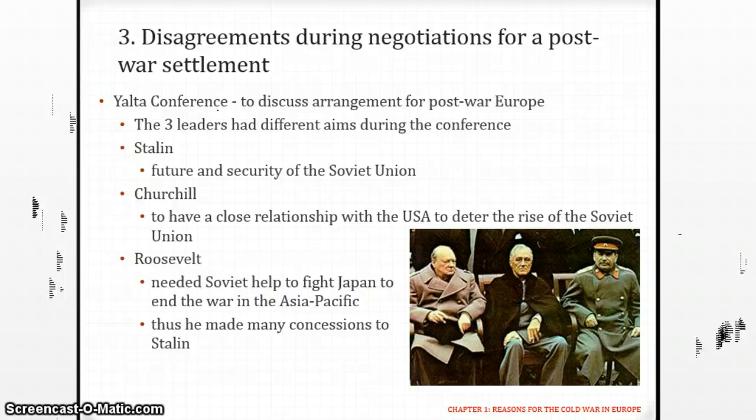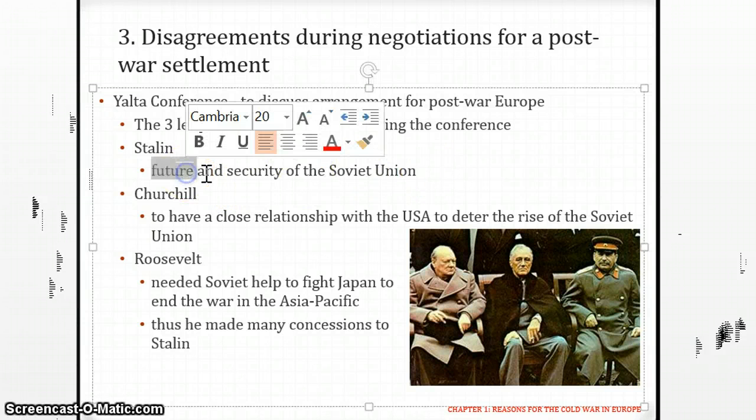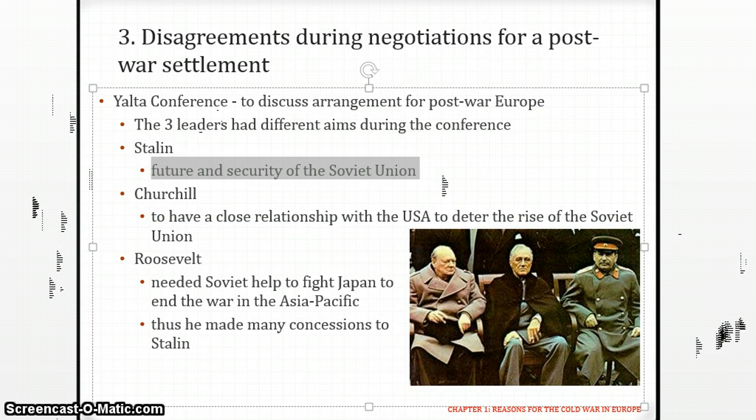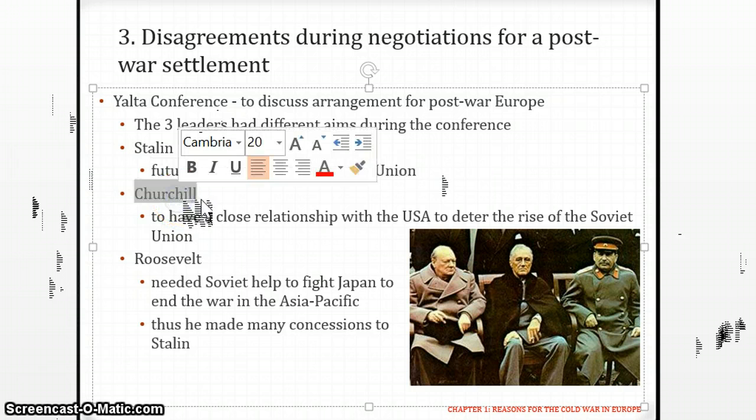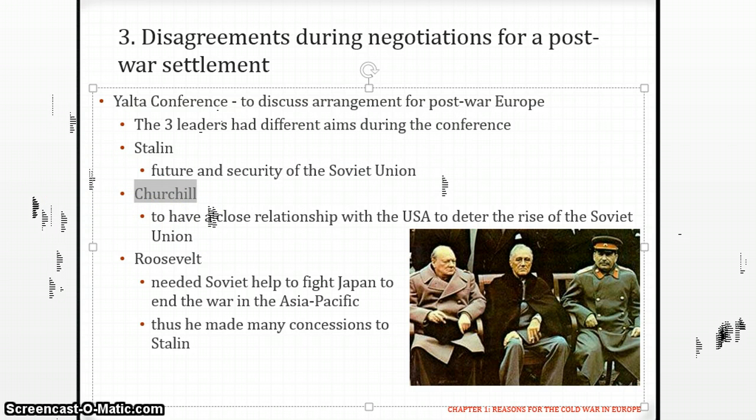So at the conference, every country would have their own interests at stake, and for Stalin and the rest of them, it's no different. Stalin is concerned about the future and security of the Soviet Union. This one will come up again, I think in the third or fourth lecture. You're going to see that. Winston Churchill wanted to have a close relationship with the USA to deter the rise of the Soviet Union. He's the Prime Minister of Britain, by the way.